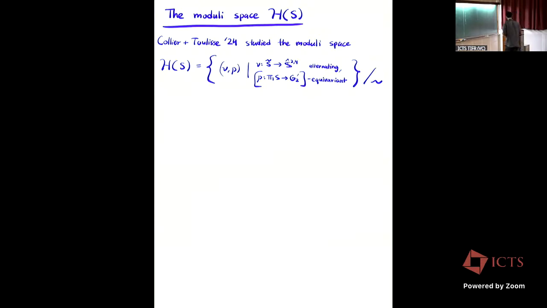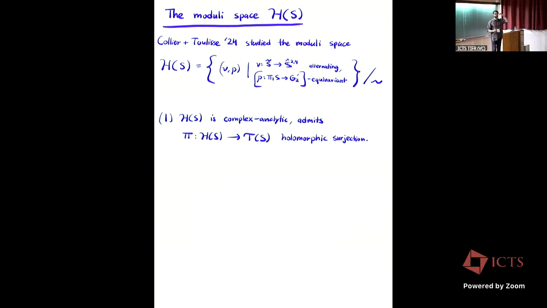And why do I say all of this? It's because what Collier and Toulis prove is that this space H of S is naturally a complex analytic space, and it holomorphically fibers over Teichmuller space. And the holomorphic projection is the map that I just told you. So you take the curve, it gives you some induced complex structure. You think of Teichmuller space as a space of all complex structures, as we've seen, and that defines for you a holomorphic projection to Teichmuller space, which is surjective.